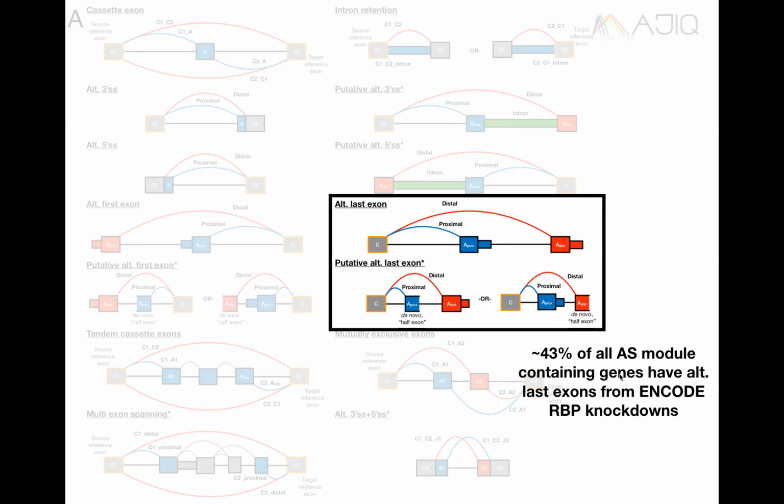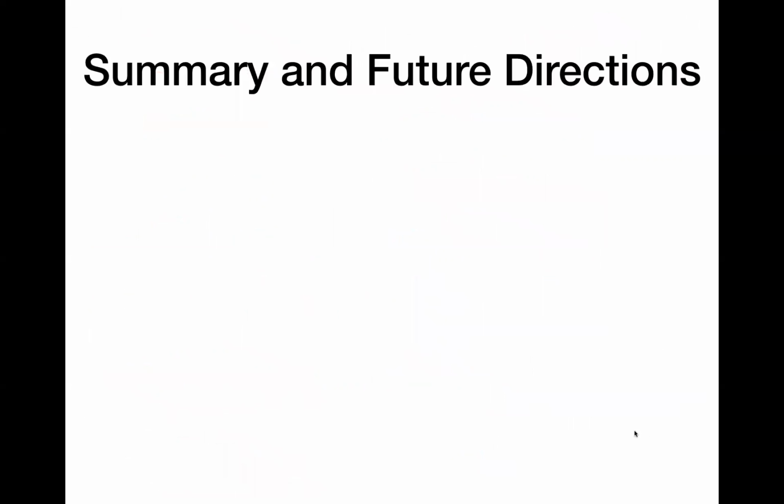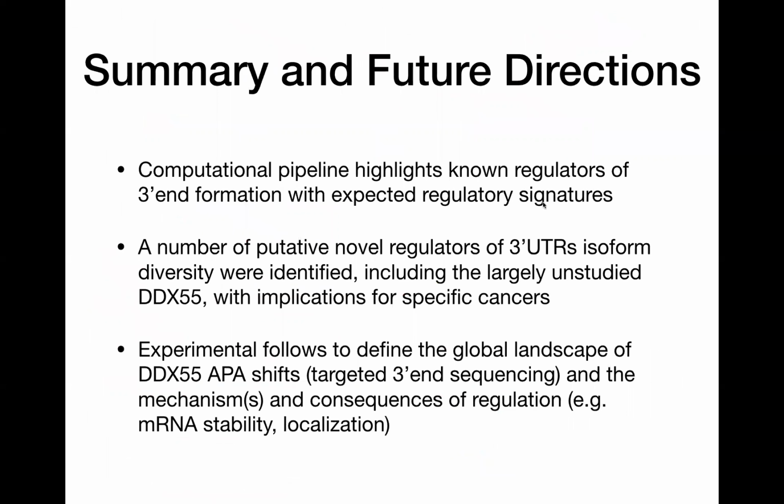We find that many AS modules contain alternative last exon splicing type events in our ENCODE RBP knockdowns. And if we rank these relative, DDX55 comes out towards the top of this list as influencing primarily alternative last exon choice.